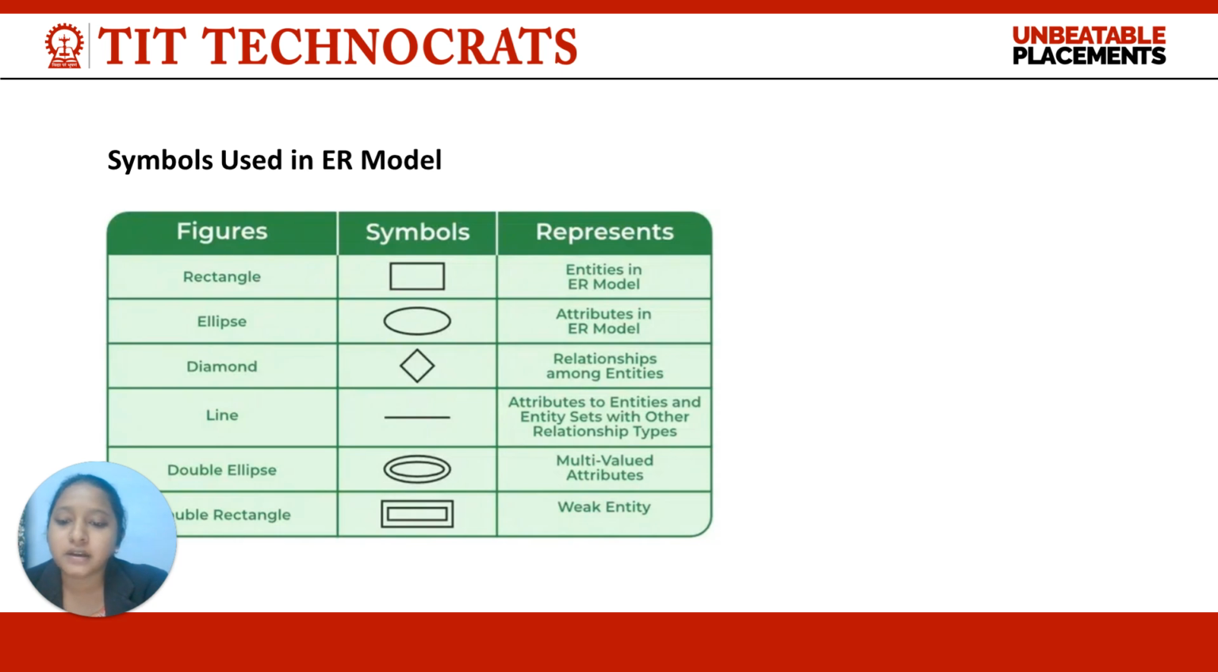Next is the double ellipse. A double ellipse represents a multi-value attribute. That means an attribute that can have more than one value. For example, a student can have multiple phone numbers, so phone number would be shown using a double ellipse. And finally, a double rectangle represents a weak entity. A weak entity depends on another entity for identification. So these are the main symbols used in ER diagrams: rectangle for entities, ellipse for attributes, diamond for relationships, and a few special shapes for unique cases like multi-value attributes or weak entities.